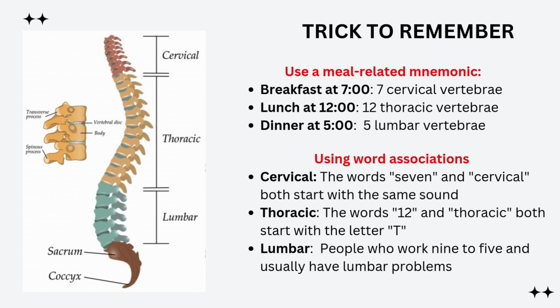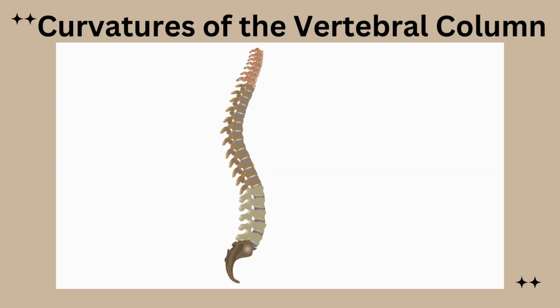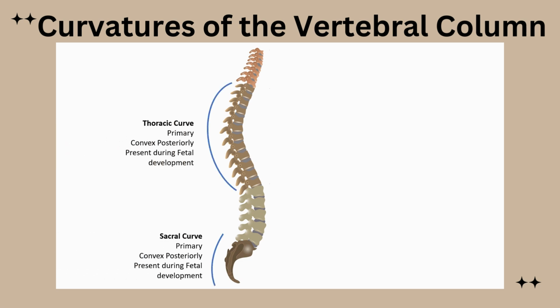So this makes recalling the vertebral formula both easy and fun. The vertebral column has natural curvatures that enhance its strength, flexibility, and shock absorption. These are of 2 types. Number 1, primary curves, which are present at birth, are the thoracic and sacral curves, which are convex posteriorly and help accommodate internal organs.